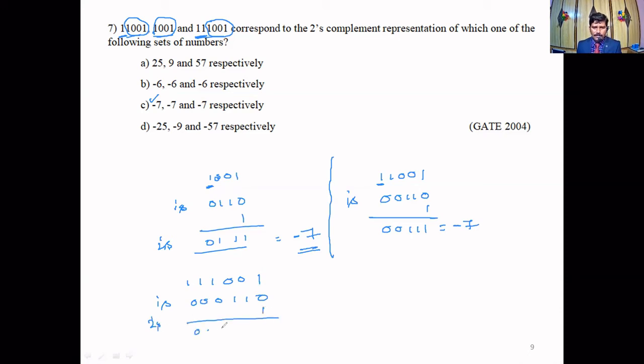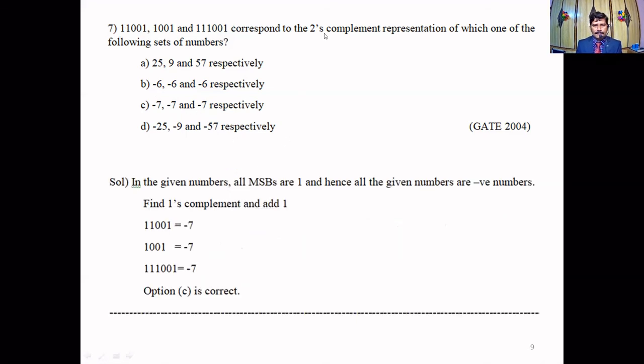Now 000111, which is nothing but this 1 indicates minus and this is 7. So this is also minus 7. This is also minus 7. So option C is correct. So no need to do all these things. Just if you find ones in front, that is sign extended. So if you take any number of ones, that is just sign extension. So minus 7, minus 7, minus 7, option C is correct.